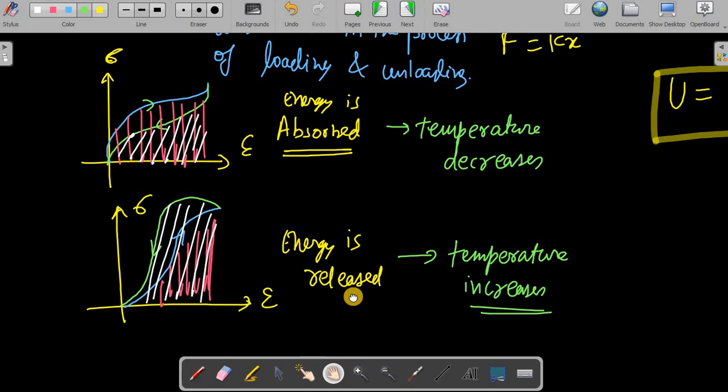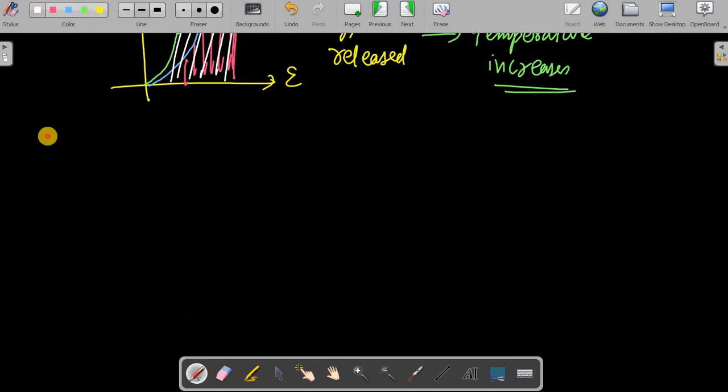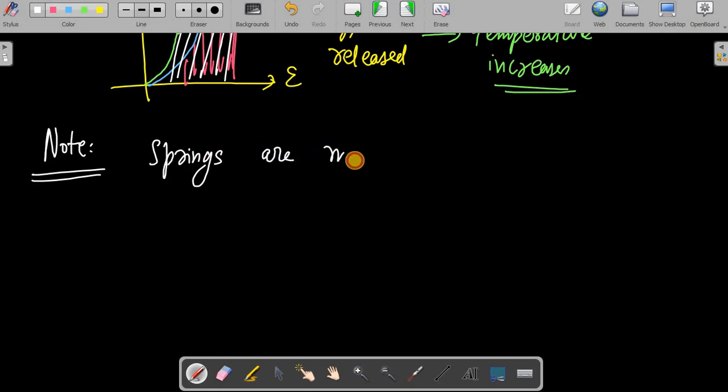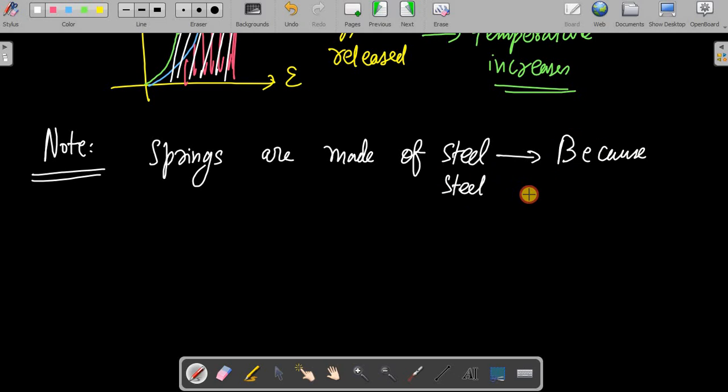Now here we can note some of the important things, because this chapter is theory based, so we need to note all these important things. Springs are made of steel. What is the reason? They can ask what is the reason. Because steel is more elastic. That is the reason, because steel has more elasticity.